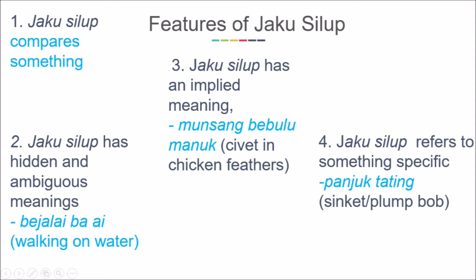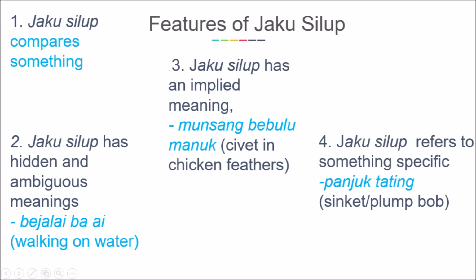And it has implied meaning. Meaning, the meanings are not denotative. The meanings are connotative. For example, musang berbulu manok. Musang is civet in chicken feathers. What does it mean, civet in chicken feathers? Meaning someone is trying to cover up. He was trying to cover up his weakness. He was trying to cover up his behaviors, to do something mischievous, so that people may not know. That is the meaning of civet in the chicken feathers. That is the feature that we normally see in the allusion.